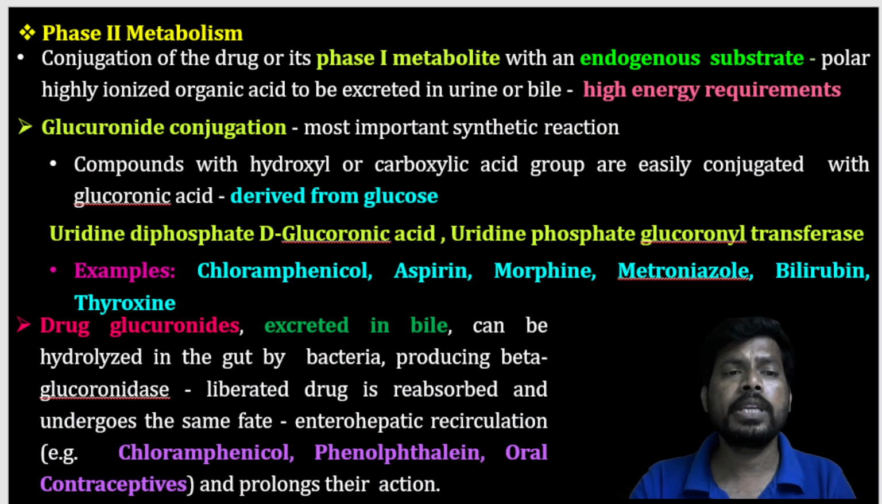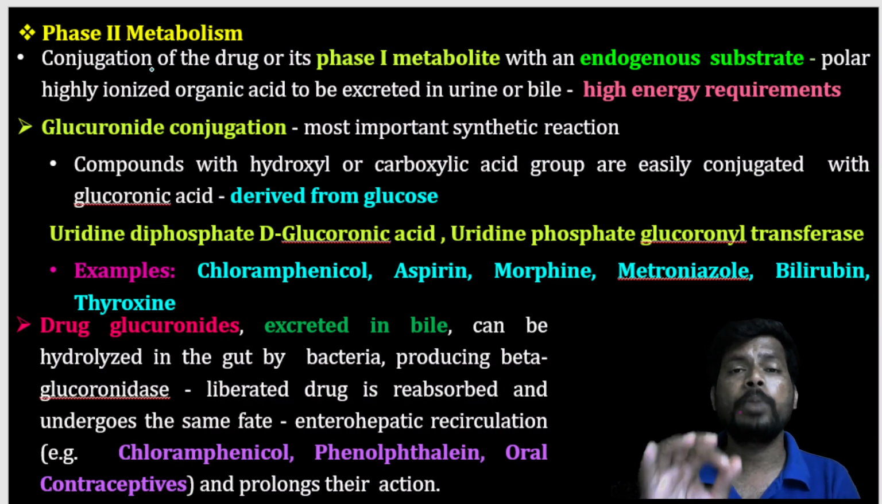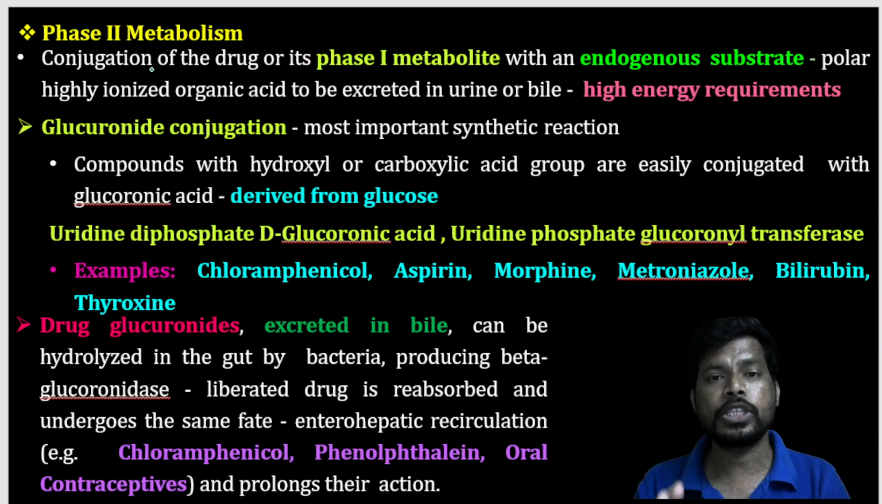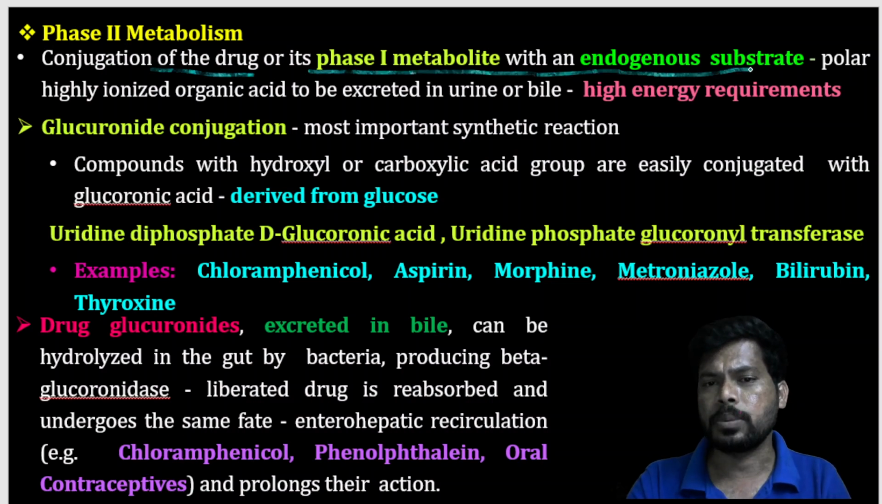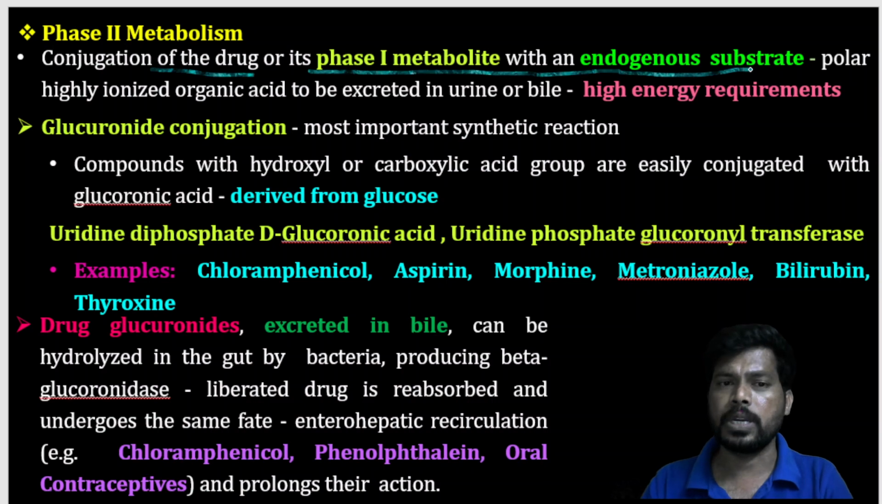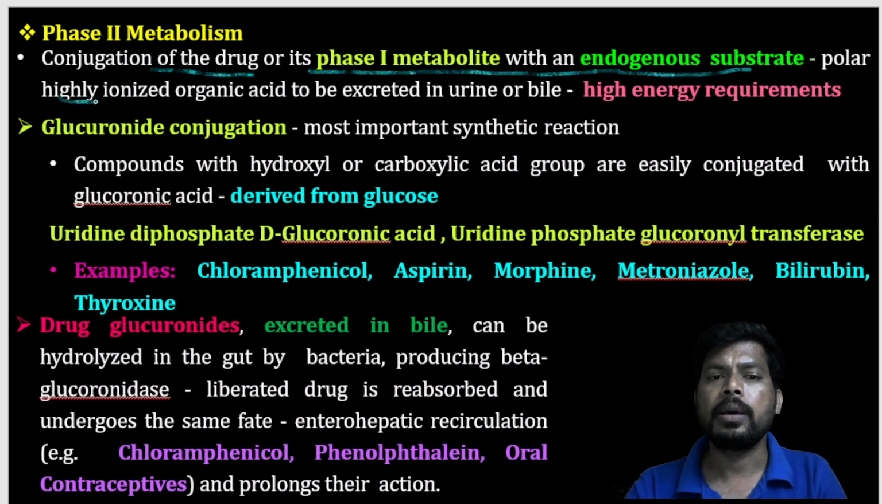Next, the important thing is phase 2 metabolism. Phase 2 metabolic reactions are also known as conjugation reactions. Conjugation of the drug or its phase 1 metabolite with an endogenous substrate, and polar, highly polar and highly ionized organic acid, to excrete in urine or bile.